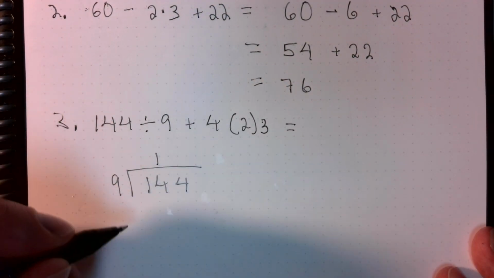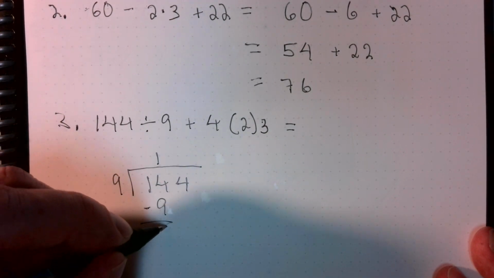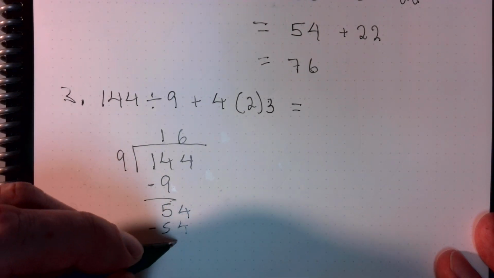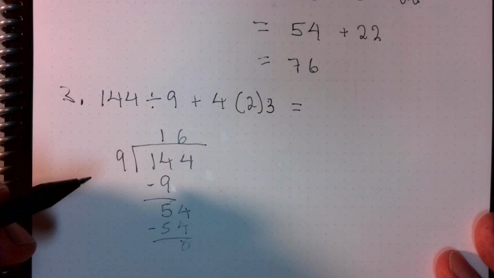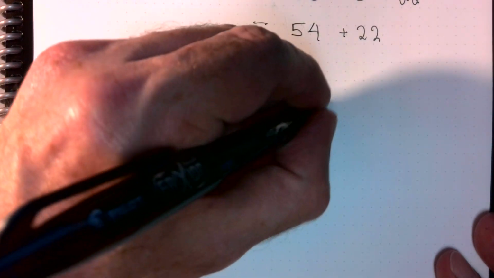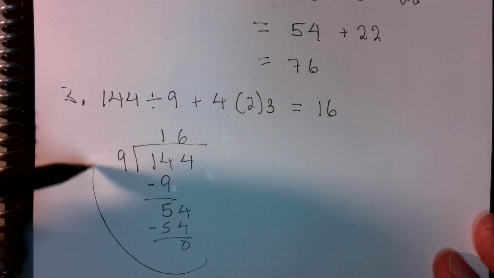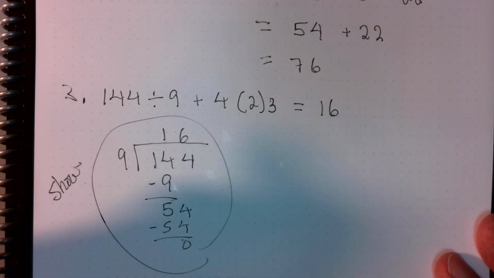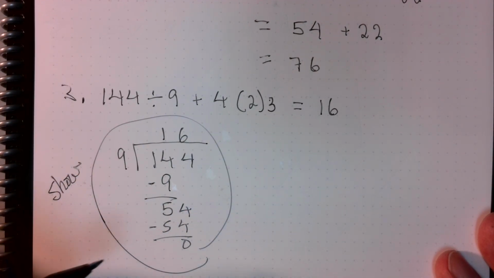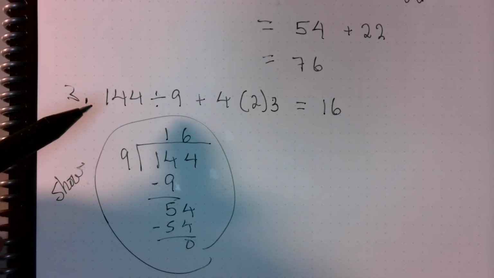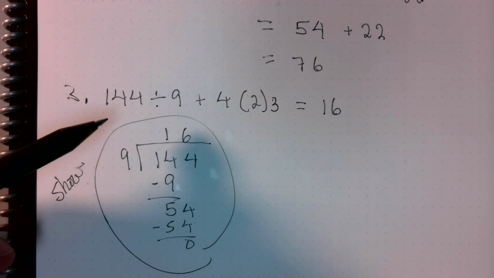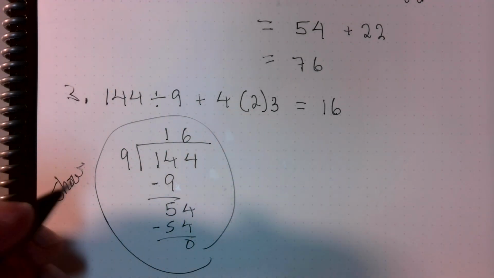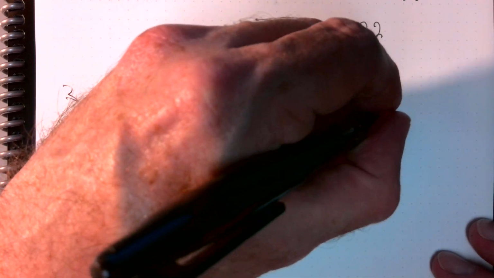So 9 goes into 14 one time. 9. 5 left over, 54. 9 goes into 54 6 times, with 0 left over. Okay, so 144 divided by 9 is 16. Once again, I am looking for you to show me this work on your homework. When you submit something, if you're doing 3-digit division problems and all you're writing down is the answer, I am not going to give you credit. Show the work.